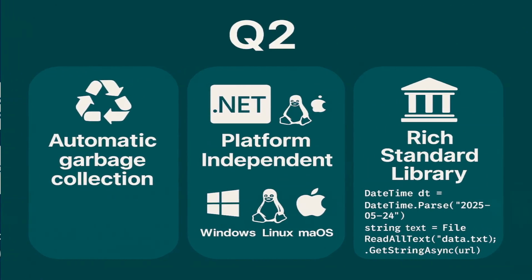Now, there are two very important features which I want to mention here: platform independence as well as automatic garbage collection. With the .NET Core introduction, which happened in 2015, C Sharp is a language which is platform independent. What it actually means is that the code you write, you can execute on Windows, Linux, or Mac, as well as mobile devices or the cloud platform.